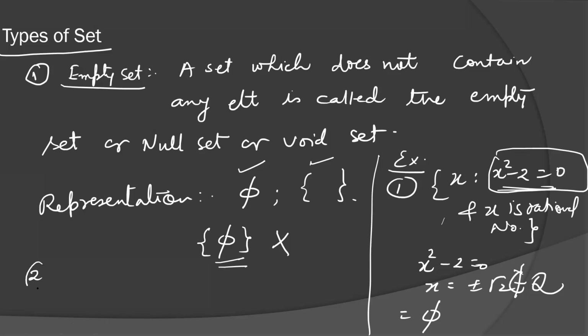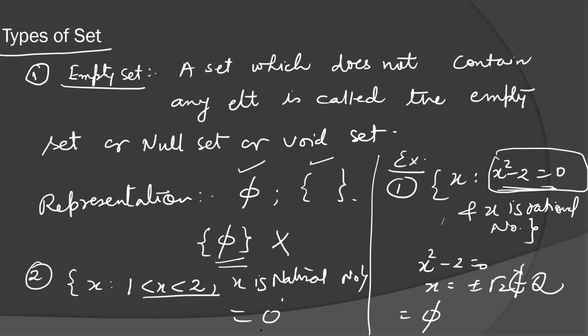Similarly, you can write another example. Collection of all x such that 1 less than x less than 2, x is a natural number. Between 1 to 2, there is no natural number. So ultimately you will get a null set, that will be phi only.